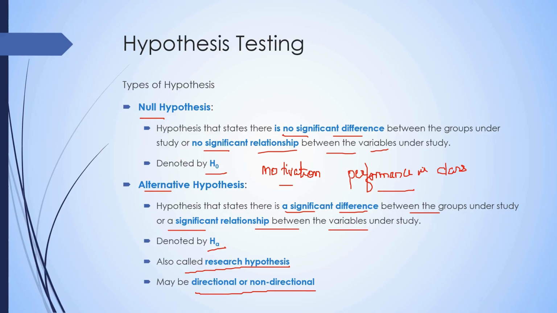This is called non-directional hypothesis. I am not stating any direction or any particular relationship that is there between my variables. Okay. Now, if I am saying that motivation has an effect on performance in class and the more the motivation, the more is the performance in class, I'm giving a direction to that hypothesis. Okay, this is what the root of the study should be, that the more the motivation, the better is the performance in class. This is called directional hypothesis.